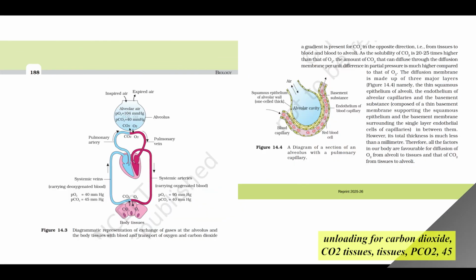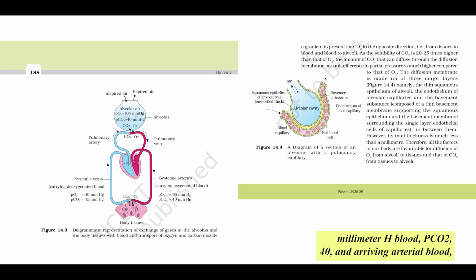This is oxygen unloading. For carbon dioxide, CO2: tissues, PCO2 45 mm Hg, versus arriving arterial blood, PCO2 40. Gradient 45 minus 40 equals 5 mm Hg, pushes CO2 into the blood. This is CO2 loading. Lungs: deoxygenated blood, PCO2 45 mm Hg, pushes CO2 out of the blood into the alveolar air to be exhaled. This is CO2 unloading.